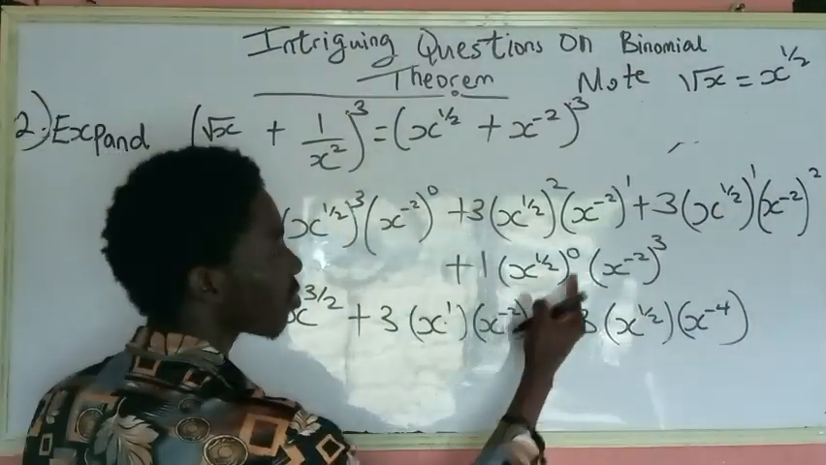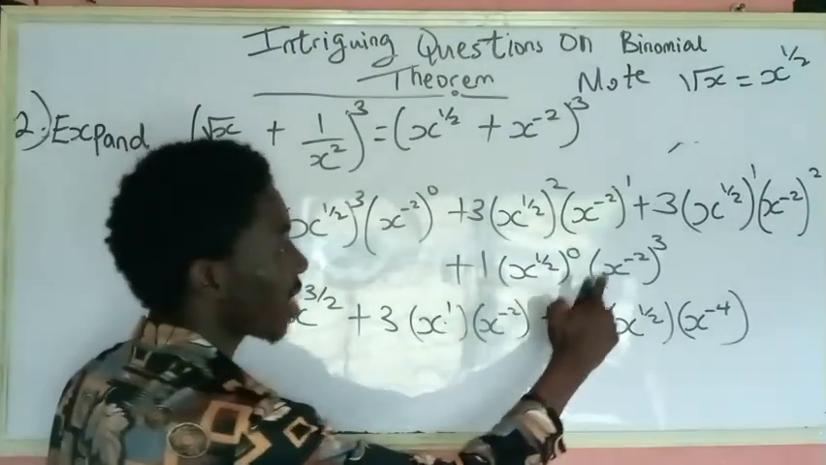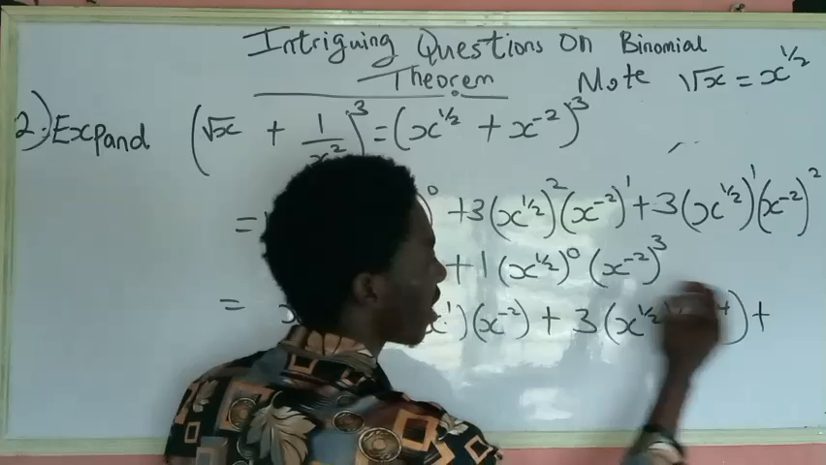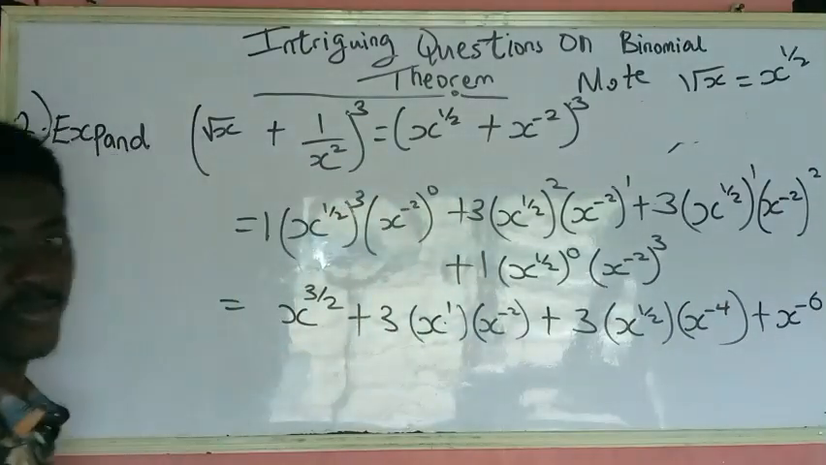And the last one, this is what? This is 1 because this is raised to power 0. That is 1 times 1, that is 1. And you have an ordinary x raised to power minus 6 because it's 3 times minus 2. That gives us minus 6.